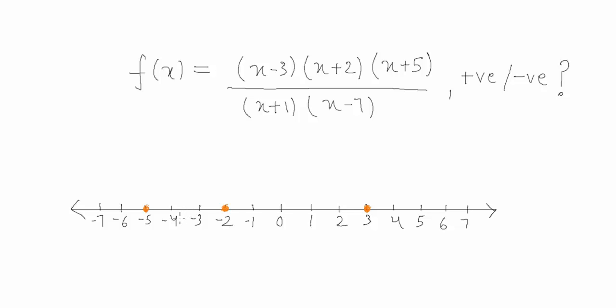I also have this additional information about the points in which this function is undefined. So 7 and minus 1 are the 2 points at which this function is undefined, and I also want to plot these points. Now the representation is generally an outlined circle, or the outline of a circle. So let me draw that here at minus 1 and at 7.